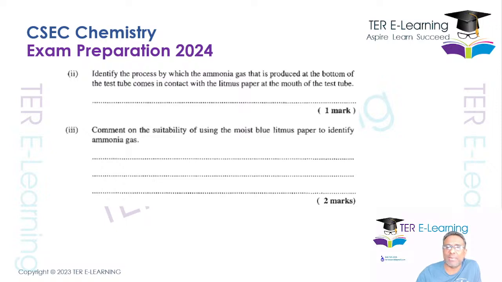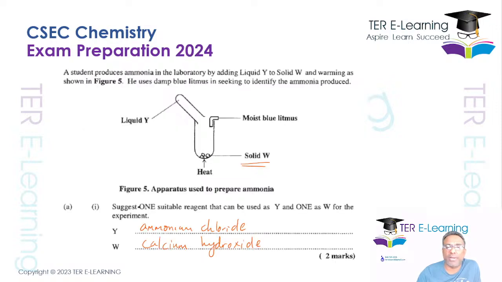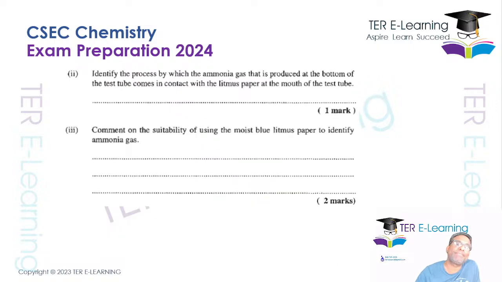Identify the process by which ammonia gas that is produced at the bottom of the test tube comes in contact with the litmus. So you're producing the ammonia gas down here, but yet it is reaching the litmus paper. What process are you talking about? How does that ammonia gas reach the litmus paper? Somebody already said it. Diffusion, that's what they want. Diffusion.